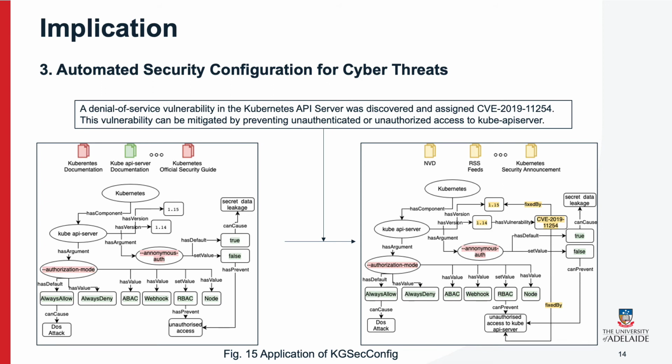Our KGSecConfig can correlate such encapsulated knowledge with the goal concepts associated with the arguments of Kube API server and the query restrict unauthorized access to Kube API server, and then can return the mitigation approach by providing necessary arguments and options, which is anonymous auth will be false and authorization mode will be RBAC to restrict the unauthorized access. Therefore, KGSecConfig can automatically provide the knowledge required for security configuration to fix emerging cyber threats.